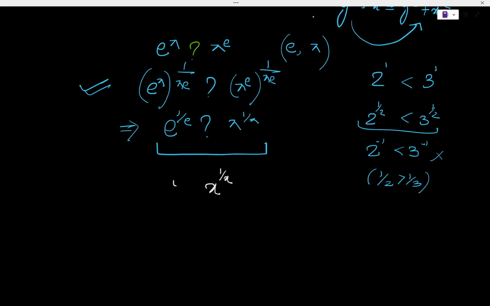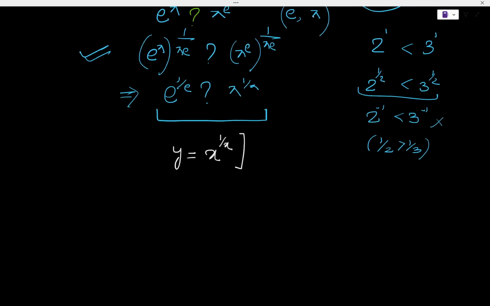Now I can assign a variable y to this particular form, to this particular function, and then observe the behavior of this function at e and pi. Even better, instead of computing the value of the function at e and pi, can I just observe the nature of the function between e and pi? What I mean by that?